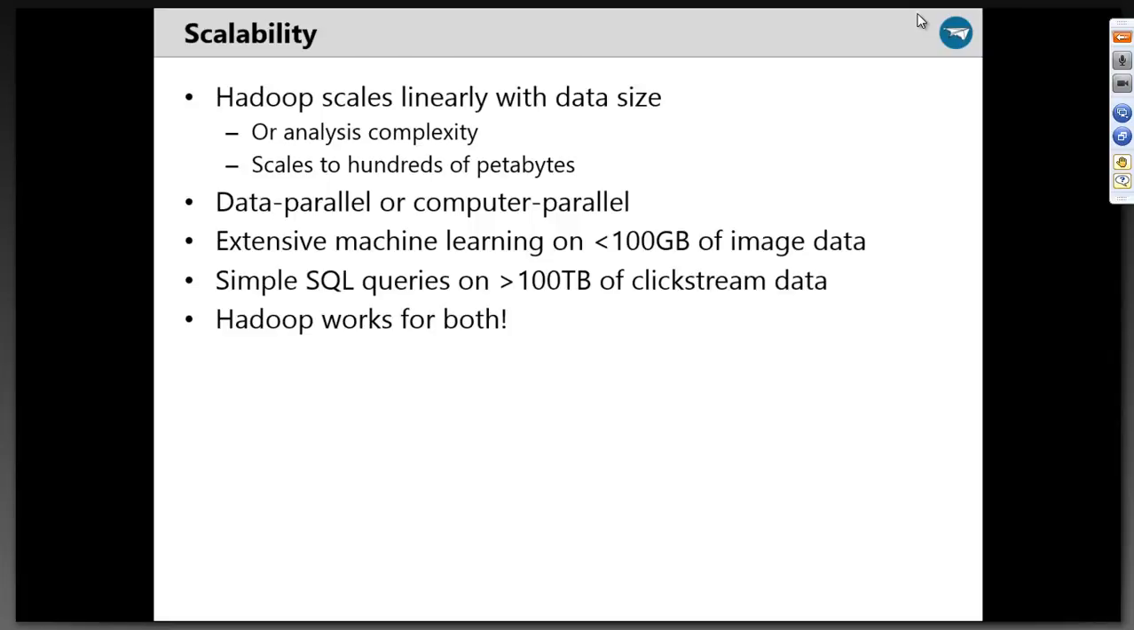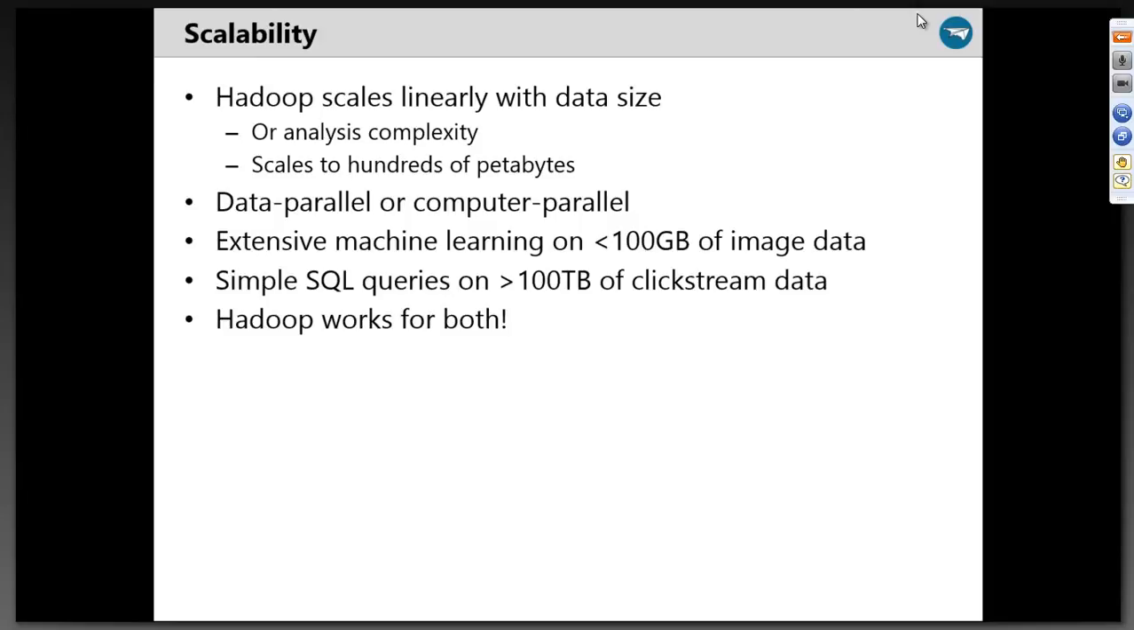So why do we do this? Well, we do this because Hadoop scales linearly with data size or with analysis complexity, and it can scale to hundreds of petabytes. So when we have these massively parallel problems, we can decide to use Hadoop.